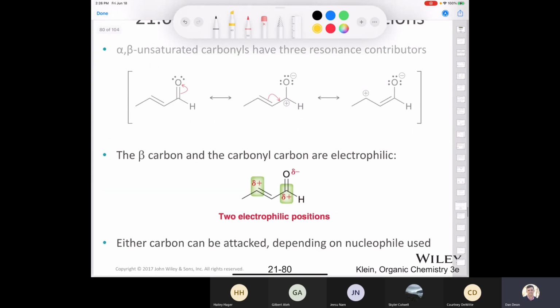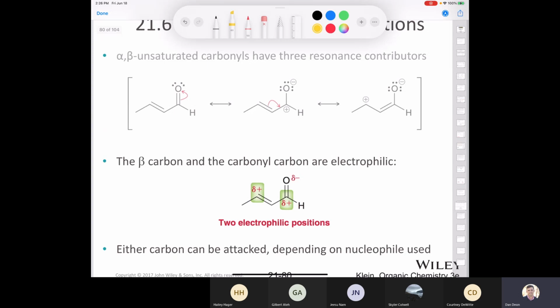So let's take a look here. It says the beta carbon and the carbonyl carbon are both electrophilic. Yes, we know that. But either carbon can be attacked, and it's going to be dependent on the type of nucleophile that you use. So we have to choose our nucleophile very carefully. What I mean is, if you have a nucleophile, depending on its identity, it can either do a nucleophilic attack at the beta carbon, or it can do one over here at the carbonyl carbon. And that's going to depend on the identity of the nucleophile.